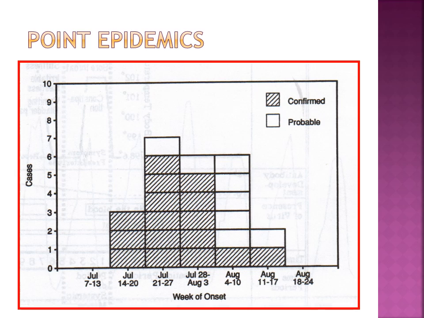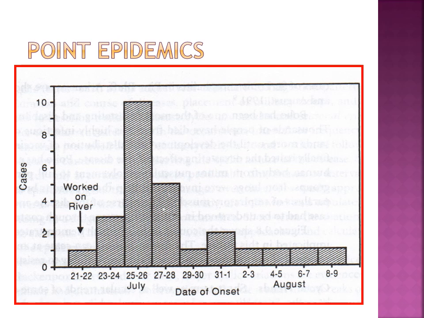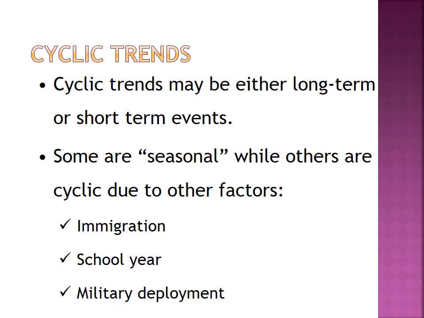This gives an idea about the quick rise and quick fall, and this curve is showing the clustering of disease within 1 month and maximum within 1 week. So this is another example of point epidemics. See, the highest peak is within 2 to 3 days, and after that it comes down.